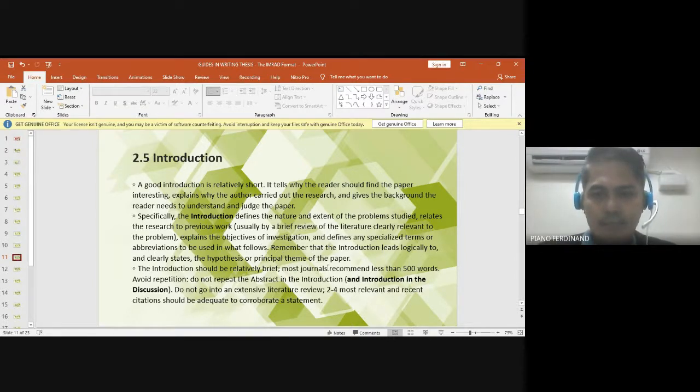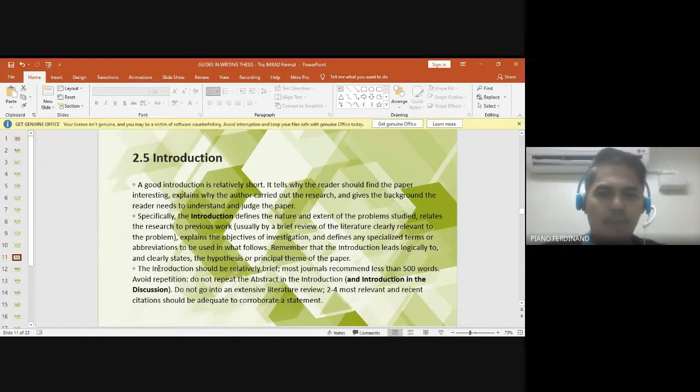Remember, introduction leads logically to and clearly states the hypothesis or principal theme of the paper. Okay, so dapat po mabanggit na rin po yung magiging hypothesis, or at least a glimpse of the hypothesis and the principal theme ay mabanggit na po in the introduction. The introduction should be relatively brief. Most journals recommend less than 500 words.